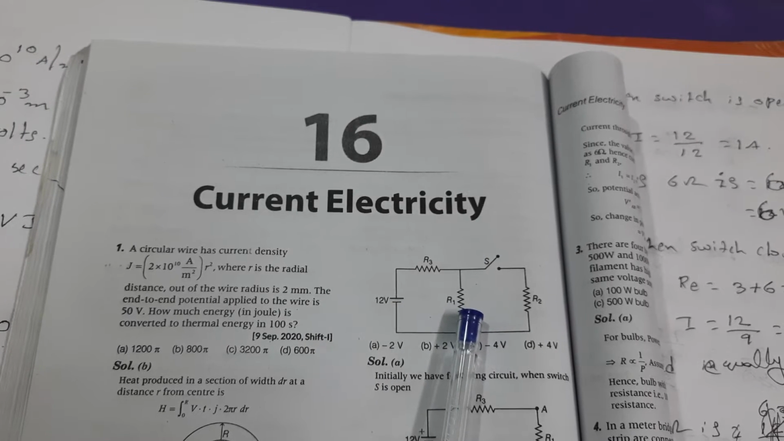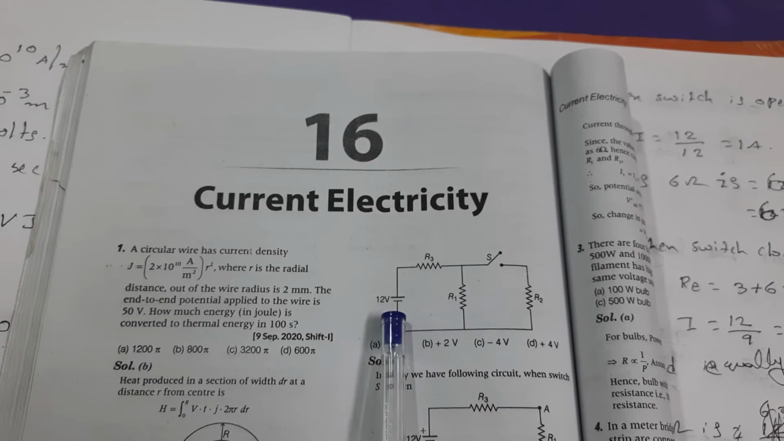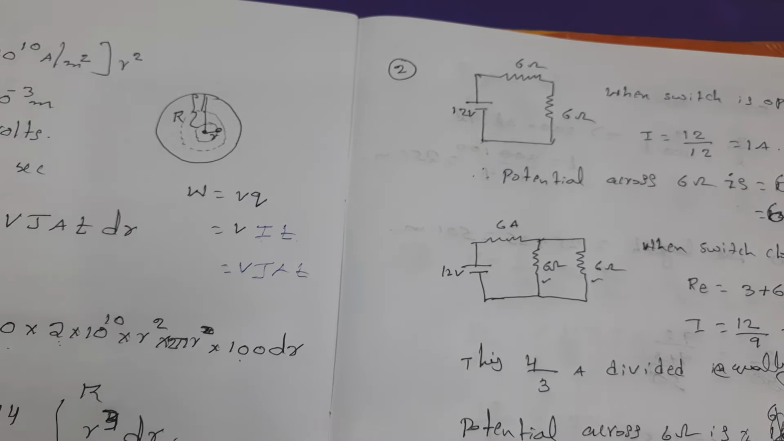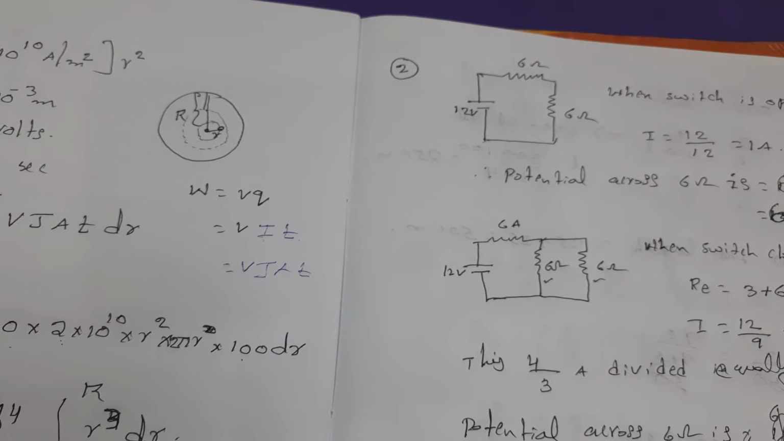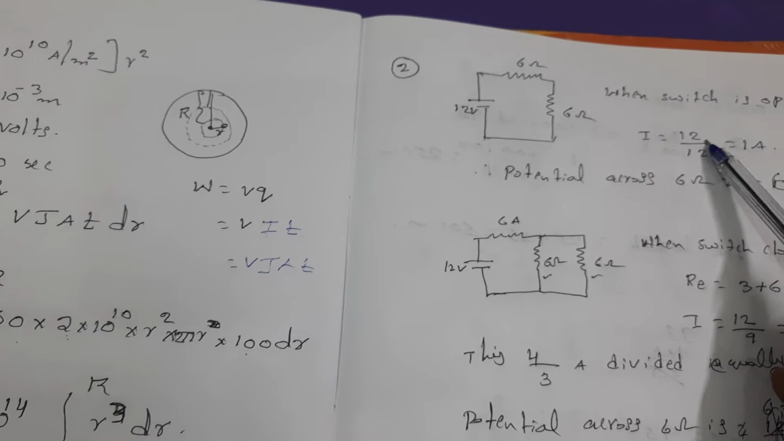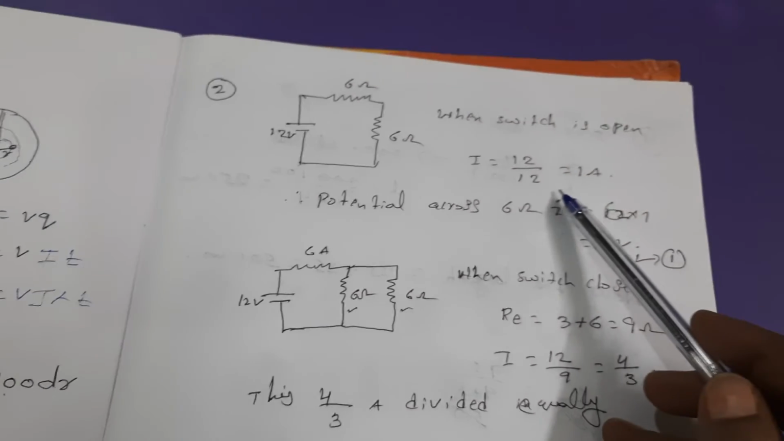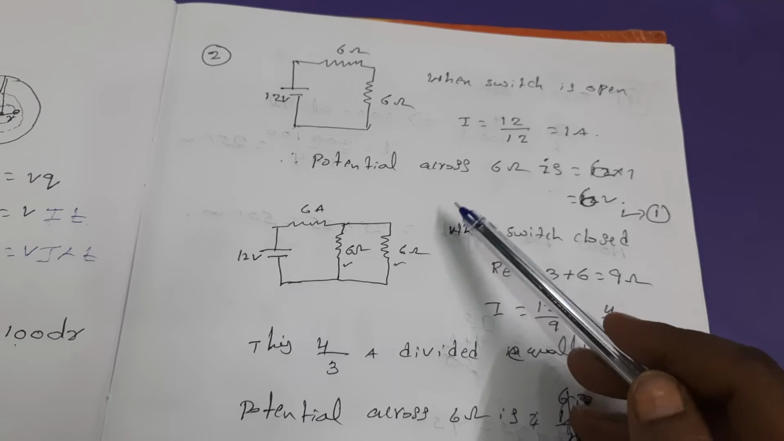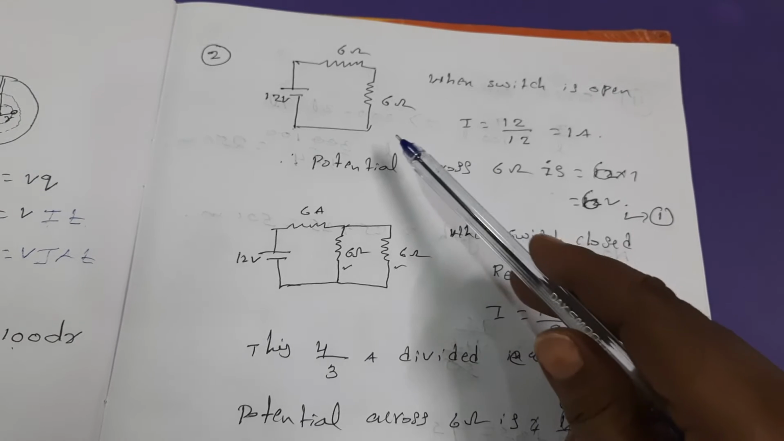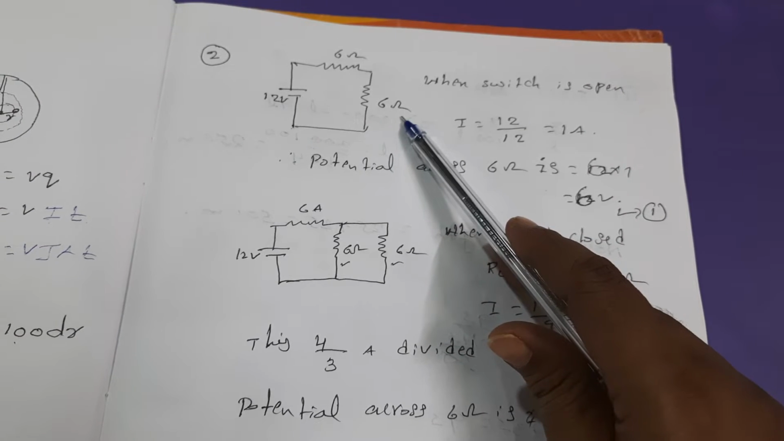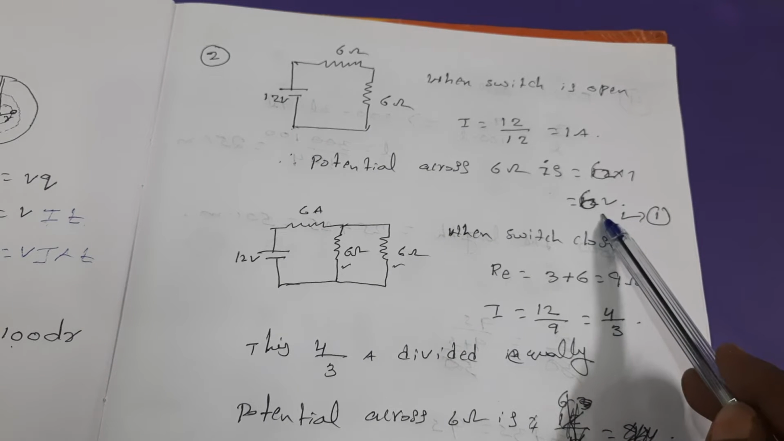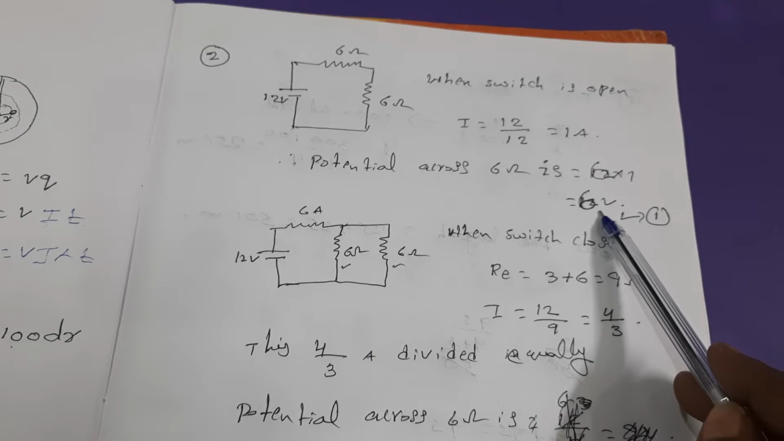12 ohms is the resistance and 12 volts is the potential. Then current I equals V by R. So V equals 12, and 12 by 12 equals 1 ampere. When you know the current, you can easily find the potential across this one. V equals IR from Ohm's law. So 1 into 6, we are getting 6 volts as the potential across R1 when the switch is opened.